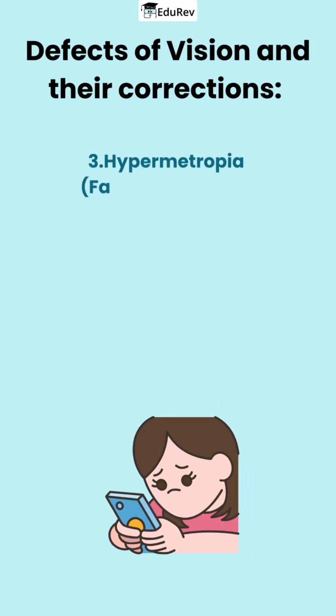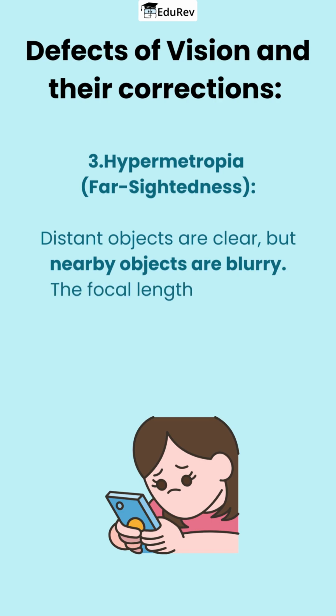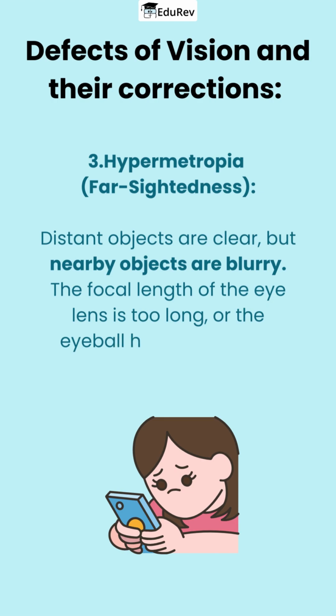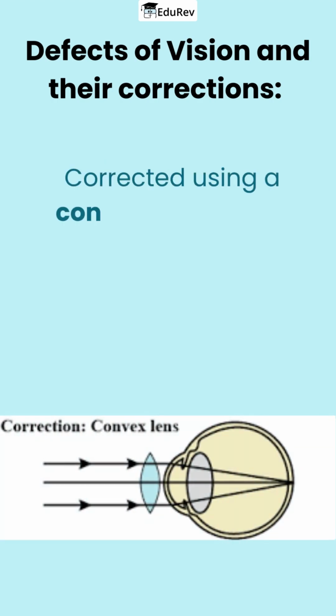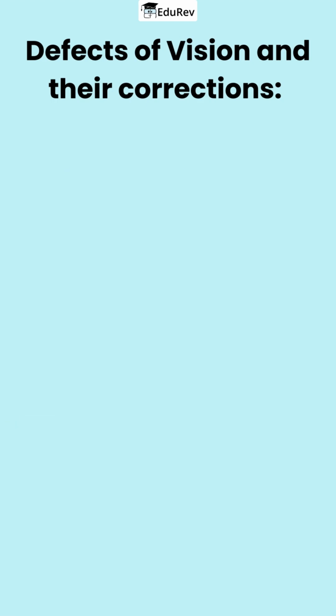Hypermetropia, also known as farsightedness. In hypermetropia, distant objects are clear, but nearby objects are blurry. This occurs because the focal length of the eye lens is too long, or the eyeball has become too small. It is corrected by using a convex lens to help focus close objects onto the retina.